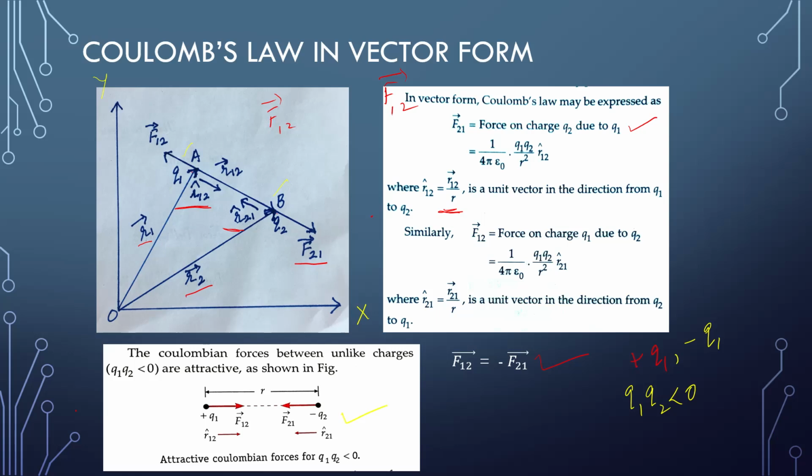There will be a force of attraction between the two charges, and in this case it can be shown in this particular manner as shown in the diagram. F12 vector is in this direction and F21 vector will be in the opposite direction. So here you can see that the two forces are equal, the two charges are equal and opposite, and hence the forces will be attractive forces.